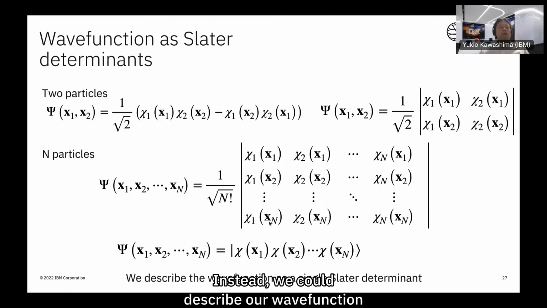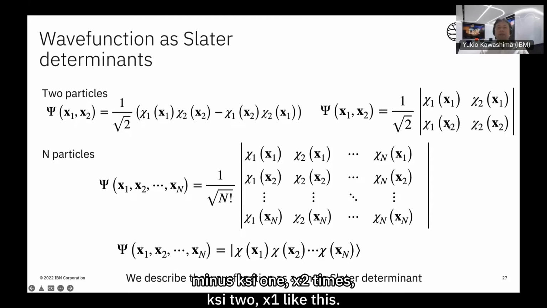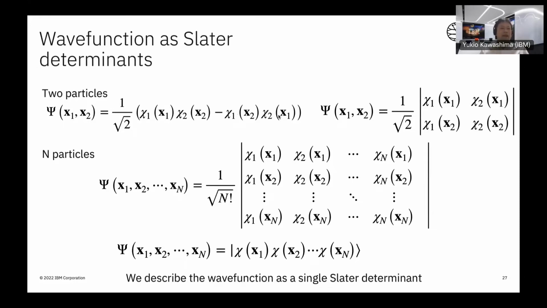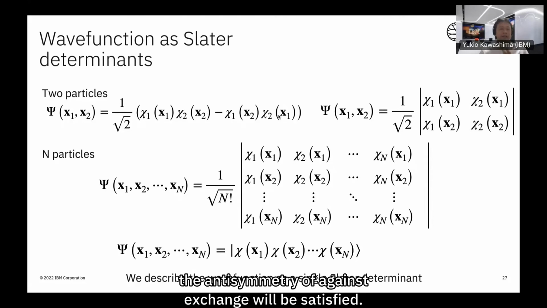Instead, we could describe our wave function as Slater determinants. This is a two-particle case, and this is the Slater determinant for the two particles. We can calculate this easily: chi1(x1) times chi2(x2) minus chi1(x2) times chi2(x1). And if we exchange the particles now, then if you check it, you'll see that the sign will be flipped. So if we describe our wave functions as Slater determinants, the antisymmetry against exchange will be satisfied.